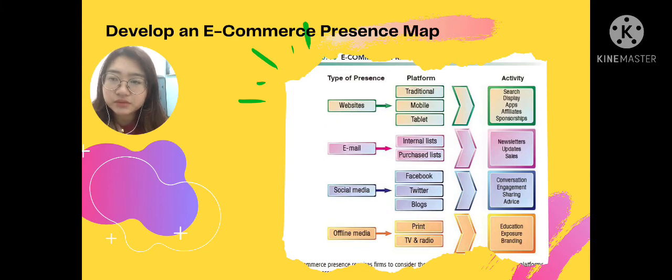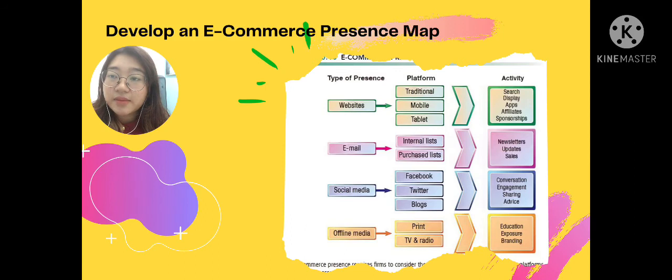Figure 10.10 illustrates four kinds of e-commerce presence: website, email, social media, and offline media. You must address different platforms for each of these types. Moreover, for each type of e-commerce presence, there are related activities you will need to consider. As you can see in this table, there are four types of presence. One is website. In website, there are three platforms: traditional, mobile, and tablet. In activity, you can see that there are search, display, apps, affiliates, and sponsorship.